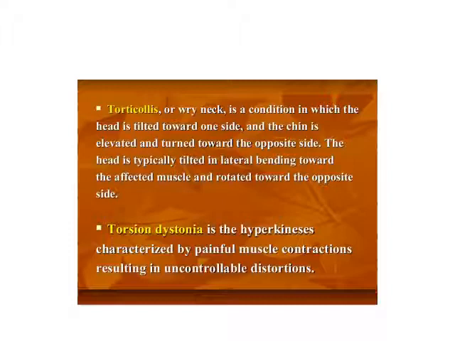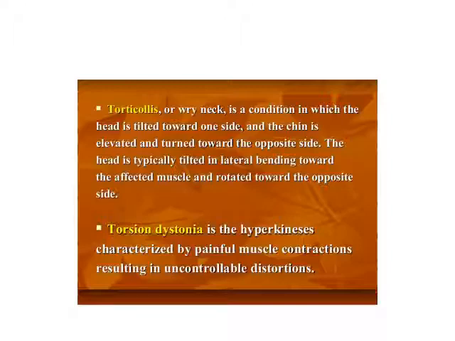So hemiballismus affects the muscles due to subthalamic nucleus affection. Torticollis, as we said before, there is head tilt towards one side. The chin is elevated and turned towards the opposite side. The head is typically tilted in lateral bending towards the affected muscle and rotated towards the opposite side.